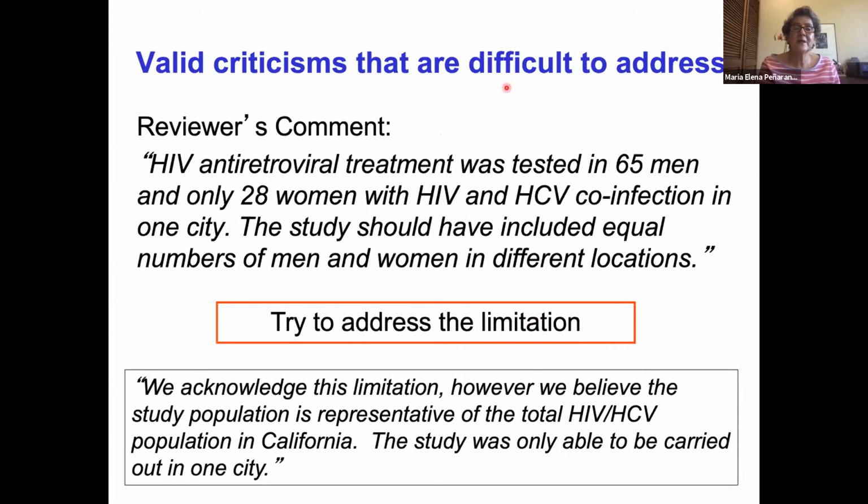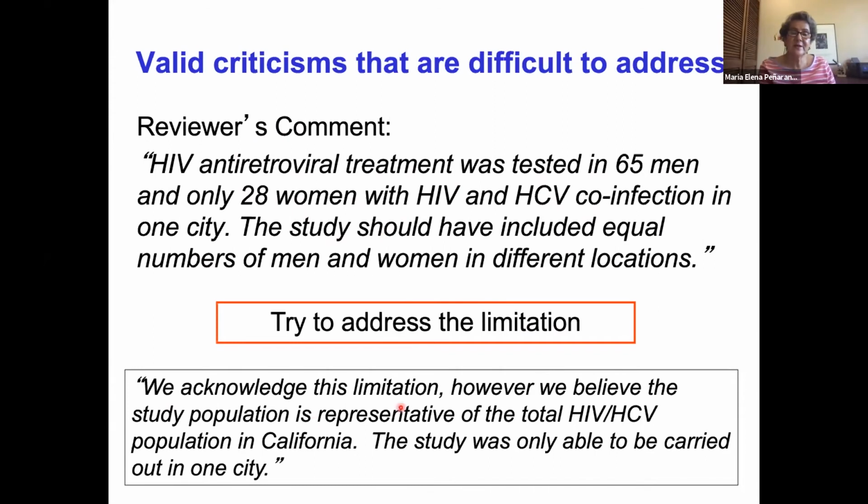Valid criticisms that are difficult to address. So this is a reviewer's comment: "HIV antiretroviral treatment was tested in 65 men and only 28 women with HIV and hepatitis C virus co-infection in the city. The study should have included equal numbers of men and women in different locations. Try to address this limitation." So we cannot redo the study. We had 65 men, 28 women.